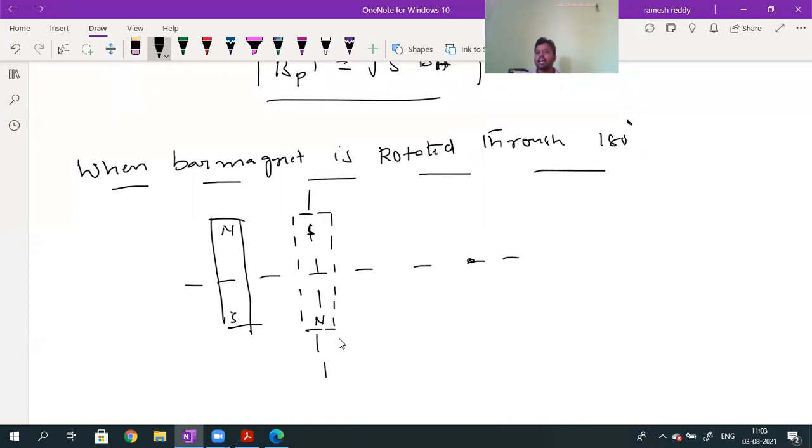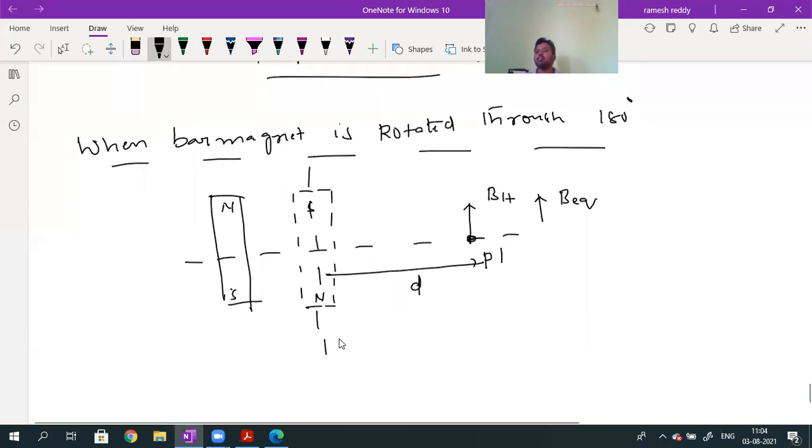For example, I consider one point P dash at a distance d from the center. At this point P dash, the horizontal component of the Earth's magnetic field is given by BH. And because of this bar magnet, what is the direction of the magnetic field? It is on the equatorial line, so this is the direction of B equatorial. Due to the bar magnet on the equatorial line, the magnetic field induction will be in the direction from north to south.